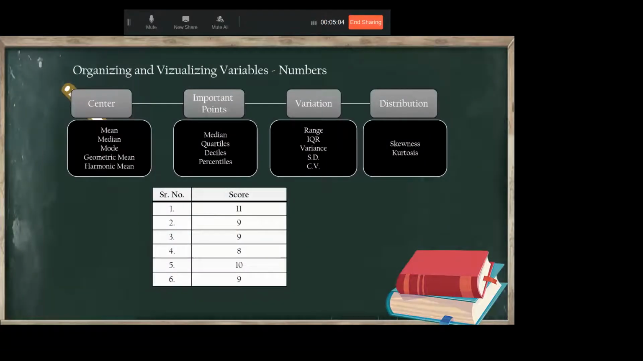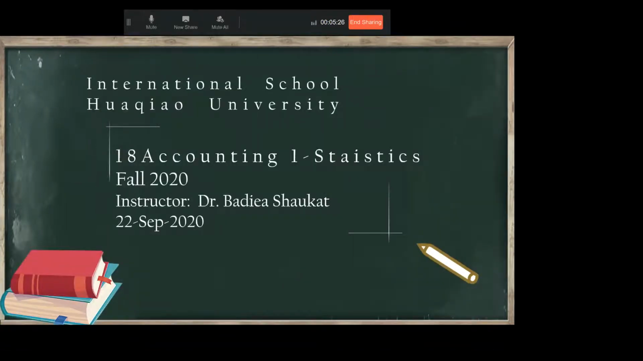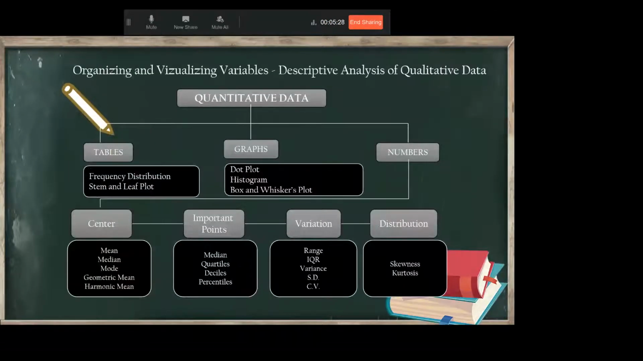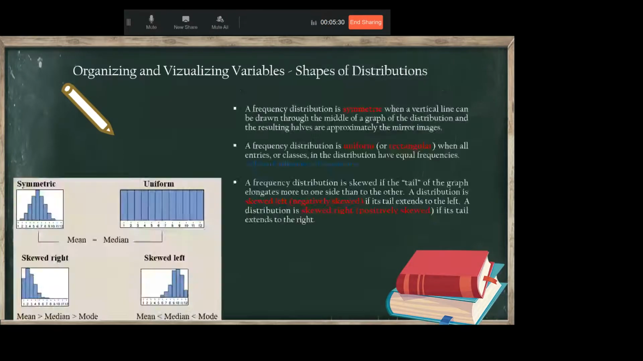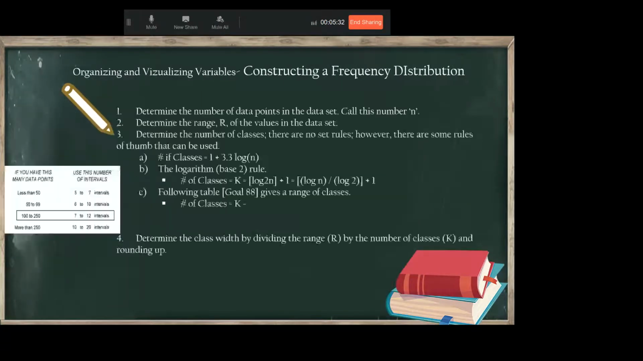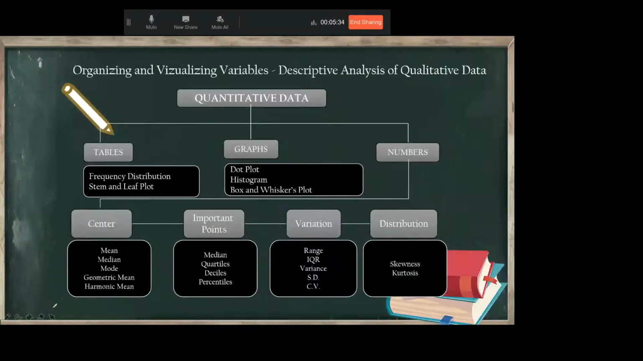So what did we do previously? In this lecture series, we talked about how to describe qualitative data first, right? Let me go behind, just for you to have an overview, right?